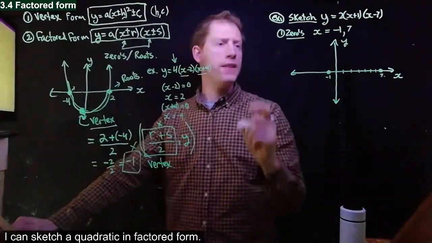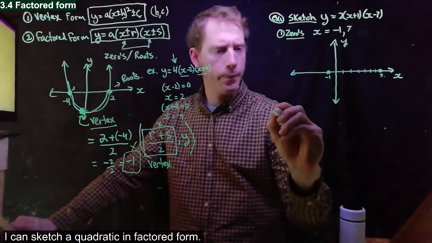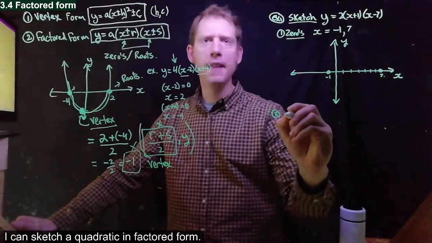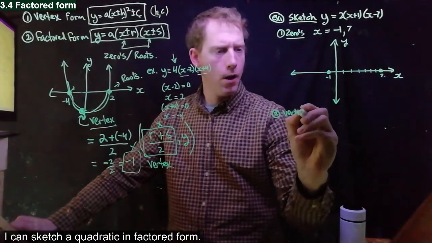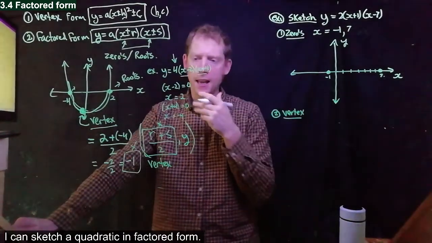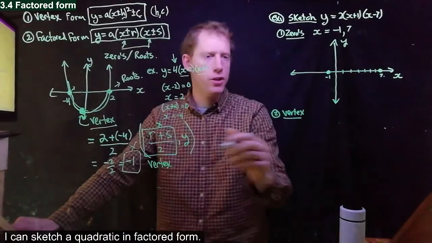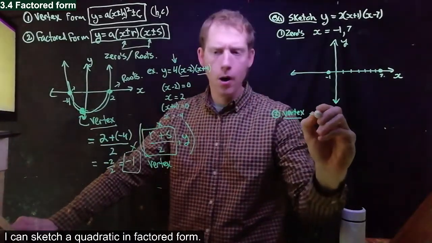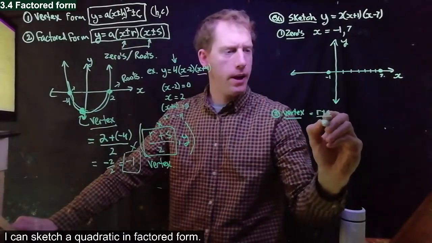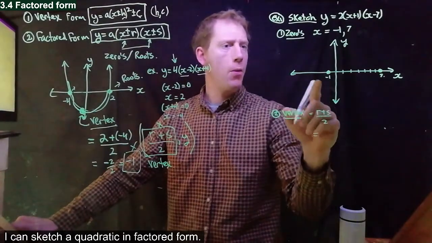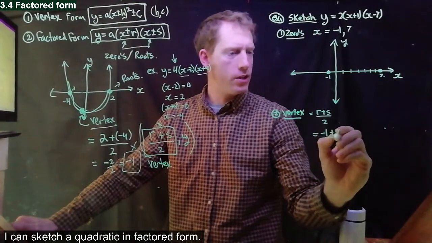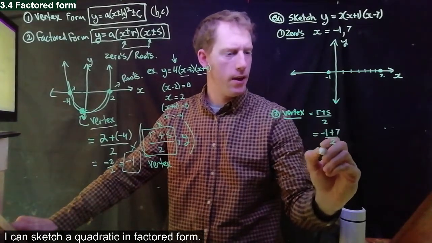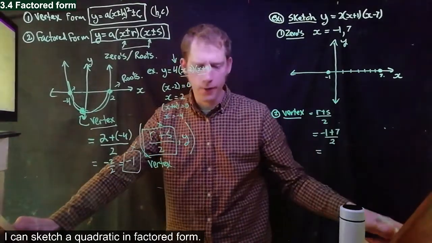Step 1, find zeros. Step 2, we need to find the vertex. We can find out the vertex by using this equation. The vertex is equal to r plus s divided by 2. So we have negative 1 plus 7 divided by 2. Eva, what do we get for the vertex?